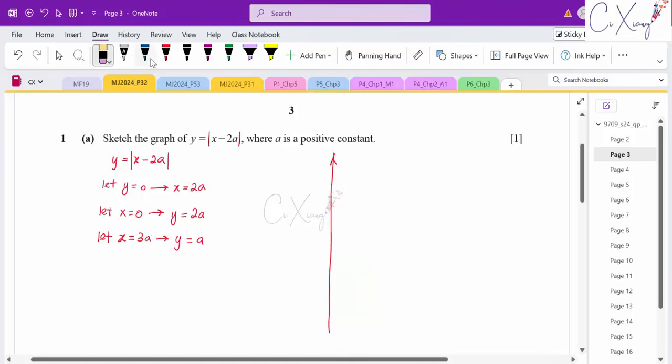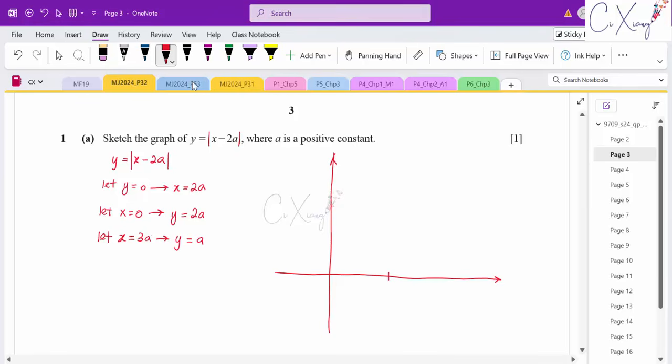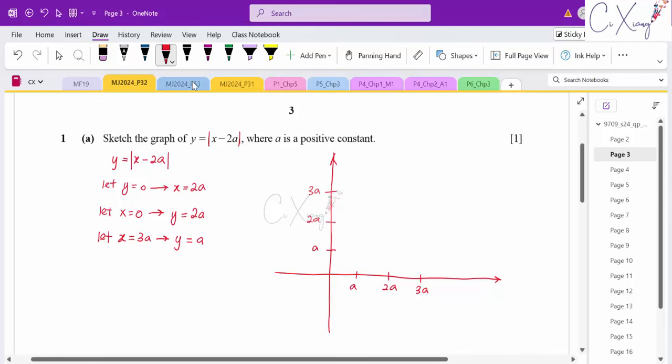First of all, I know that I have x-intercept 2a. So I assume that this is 2a, let's say, then this is maybe a, and this is 3a. To make my graph look balanced, I will use the same scale for both the y and x-axis. So the first point I have is the x-intercept, 2a. Then the y-intercept is 2a. After that, I got another point: when x equals 3a, the value of y equals a. So maybe it's somewhere here.